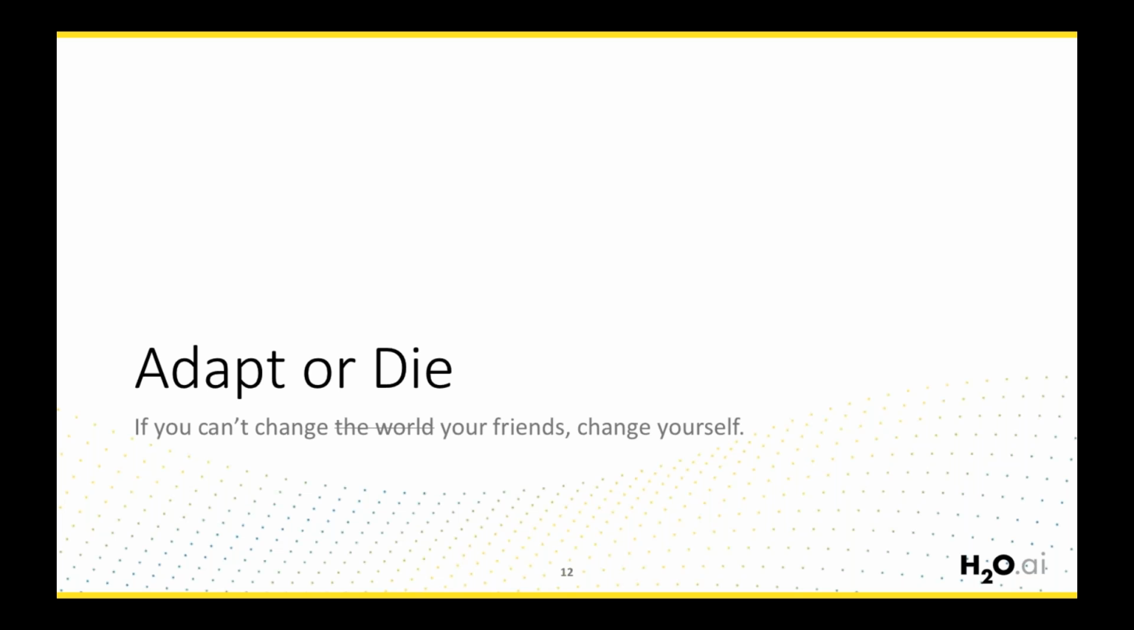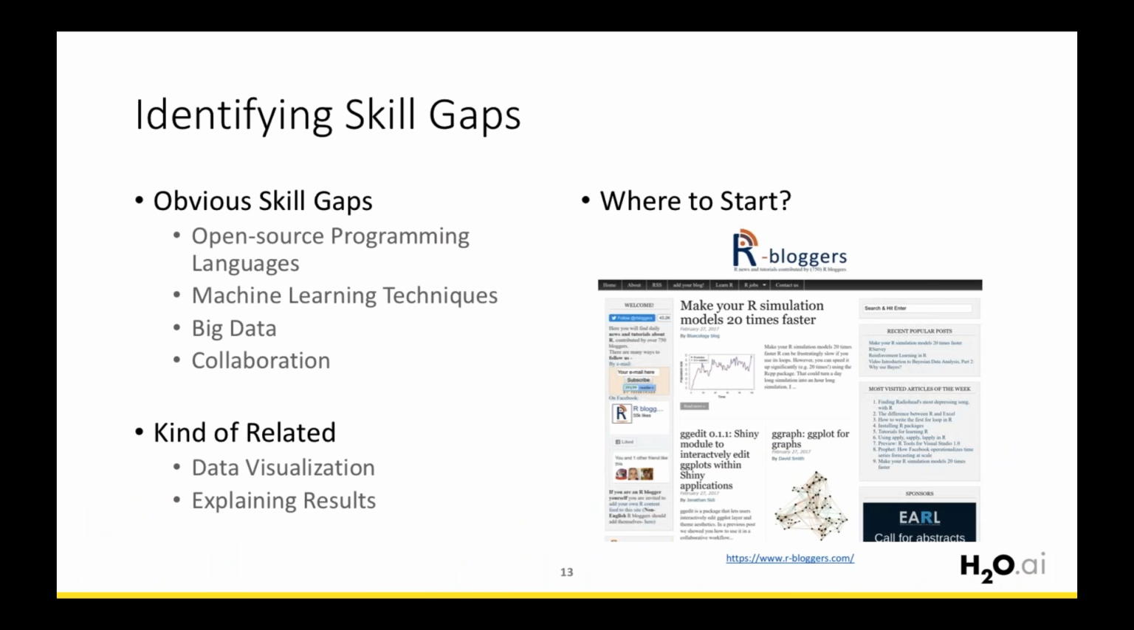As the saying goes, if you can't change the world, if you can't change your friends, you have to change yourself, right? So I needed to make some changes to myself. Obviously I wanted to look at what skills I needed. First of all, I want to learn about open source programming languages. And I want to learn more machine learning techniques, because random forest and support vector machines are all cool, but I didn't really know how they work. So I wanted to find out more about it. And big data: how do I scale up my analysis with my very typical laptop at that time? And most important, how do I actually collaborate with others again, for real this time?